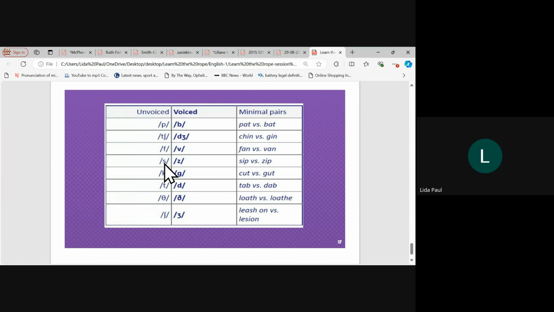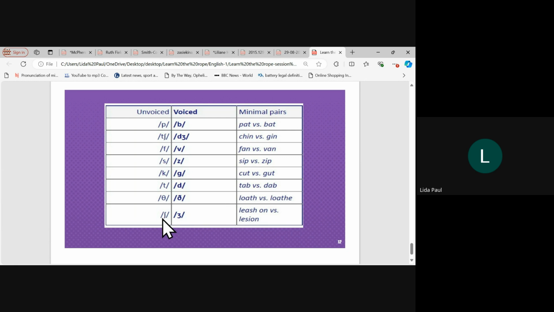Then again, s and z. S is the voiceless sound and z is the voiced sound. Velar sounds k and g. Again, k is voiceless, g is voiced. Alveolar t and d. You have t, which is voiceless, and d, which is voiced. Then again, this one, t and d. T is the voiceless sound, and then d is the voiced sound, right?